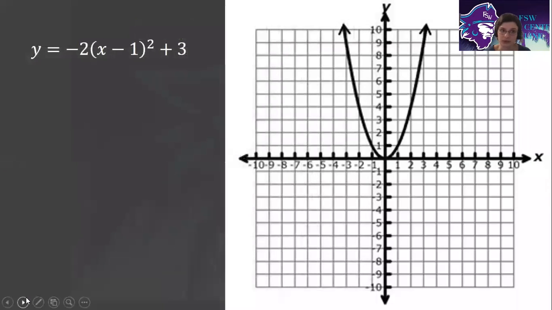Now let's try an example. We're going to take the parent function of x squared and use transformations on it in order to determine the different ways that this graph is going to look. We can do these things simultaneously. There are different orders that we can do this in, but generally what I like to do is begin with the reflections.